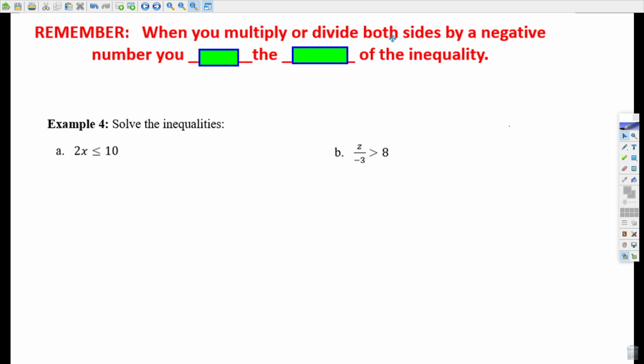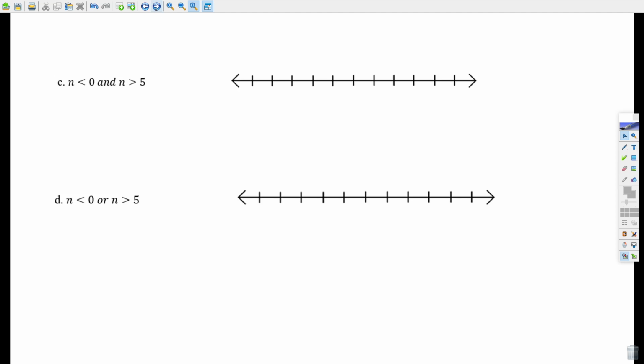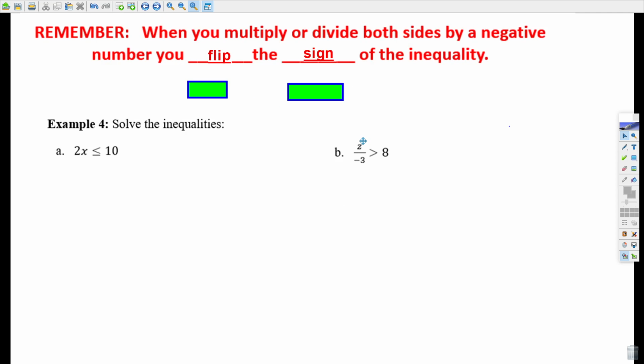So when you multiply or divide both sides by a negative number, when you have inequalities, you have to remember to flip the sign of the inequality. So I skipped the huddle for a little bit, so just make sure you know what I'm doing here. So I flipped the sign of the inequality. Only when you multiply or divide both sides by a negative.